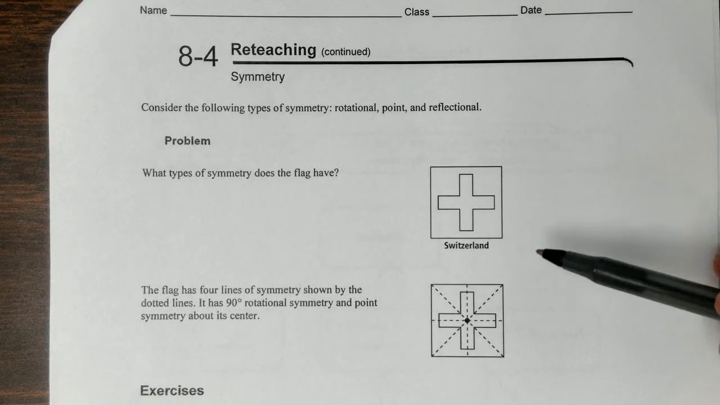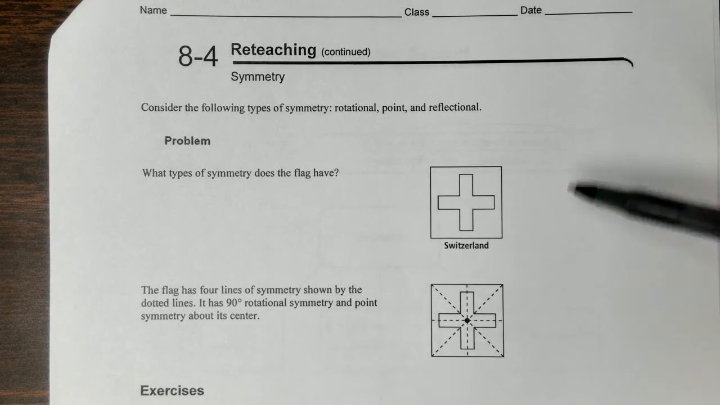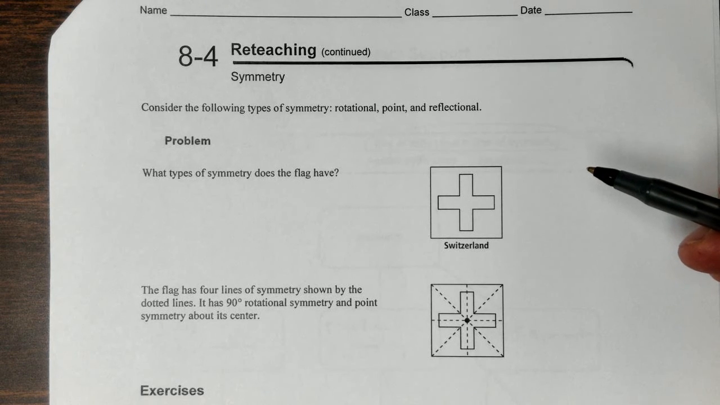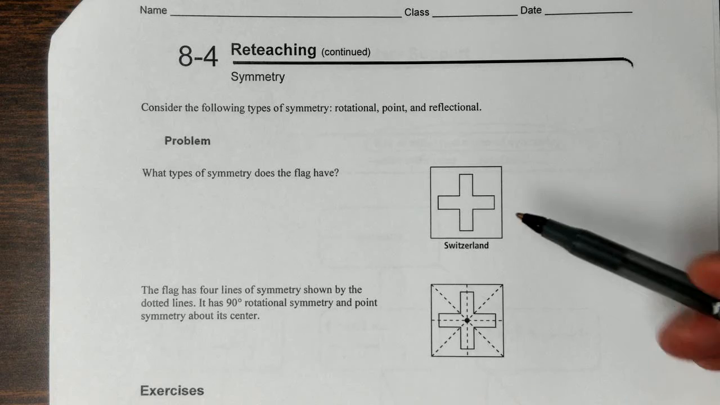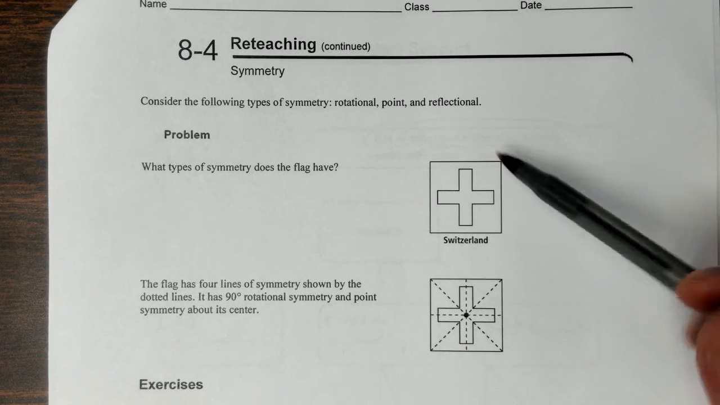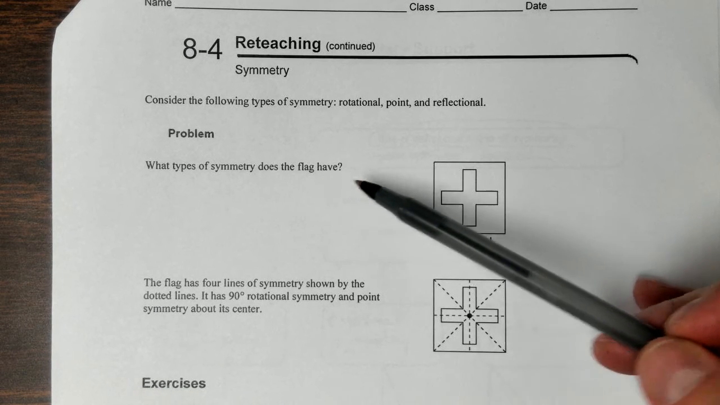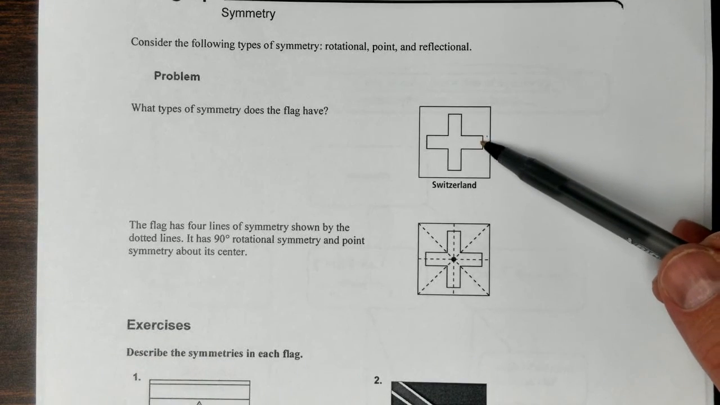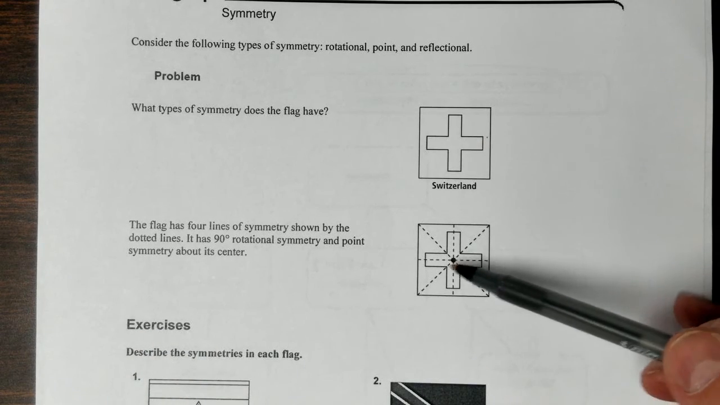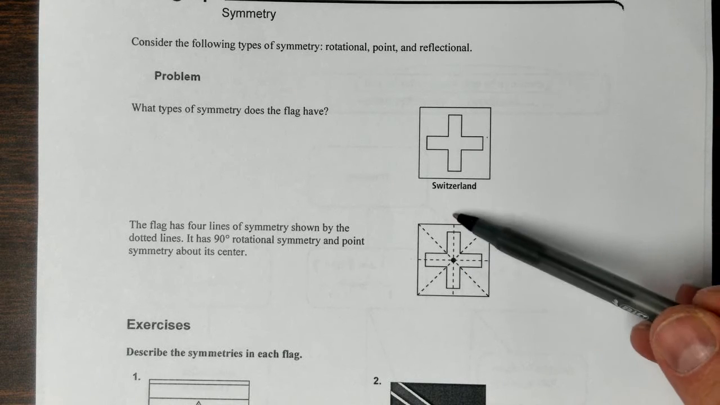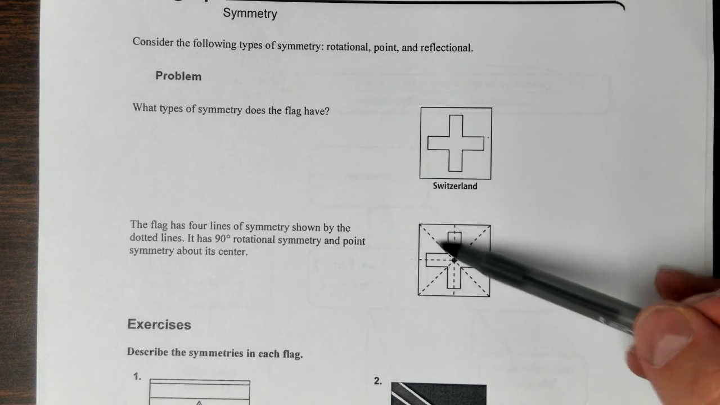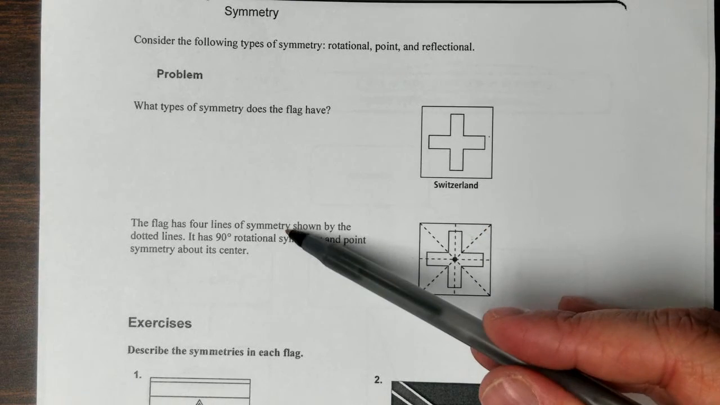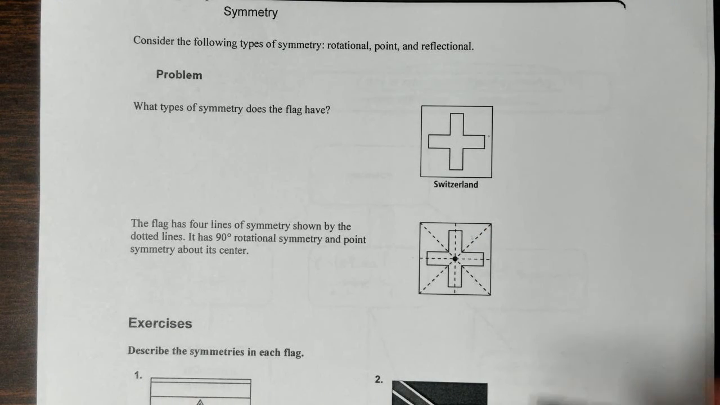Okay, so now we're going to talk about more examples having to do with flags, and so this kind of overlaps a tiny bit with world geography. These are just not colored in. What type of symmetry does the flag have? Here's your Switzerland flag or Swiss flag. It would have horizontal, vertical, and the diagonal, so those would all be line symmetry. 4 types of line symmetry.